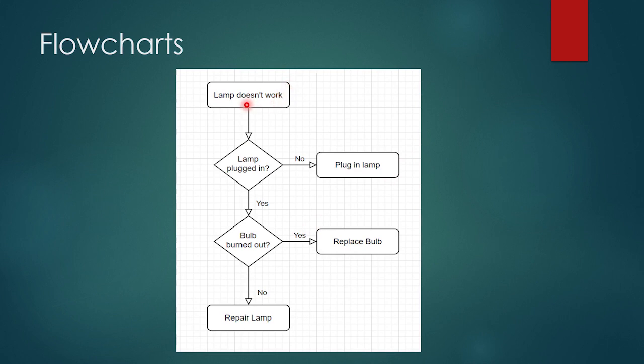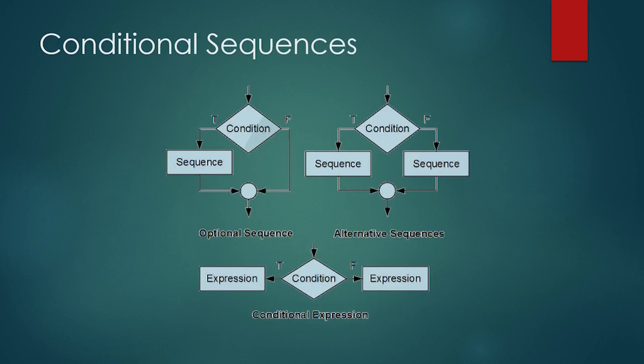So here we get the problem that the lamp doesn't work. So we ask a question, is the lamp plugged in? No, plug it in. Yes, is the bulb burned out? Yes, replace bulb. No, send the lamp in for repair. So this is showing you the steps and decisions you have to make to determine why your lamp isn't working. And it's done as a flowchart or a diagram like this.